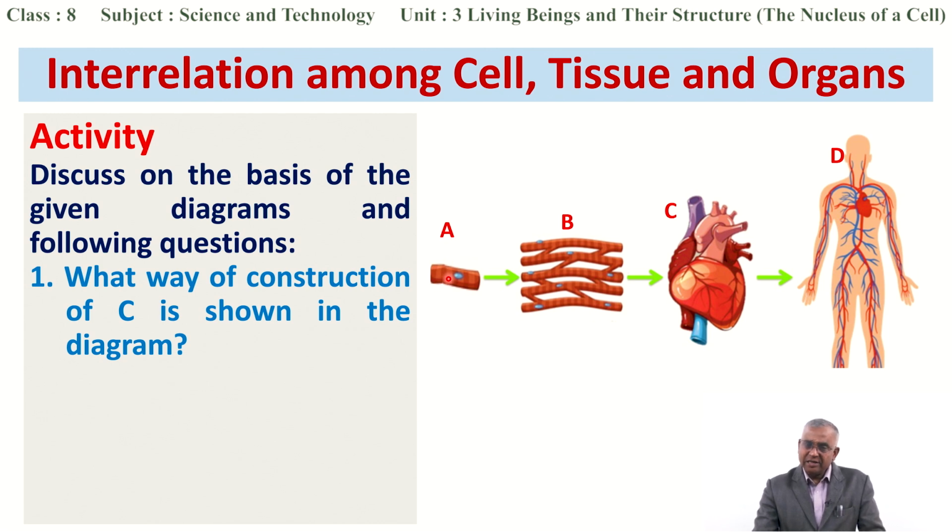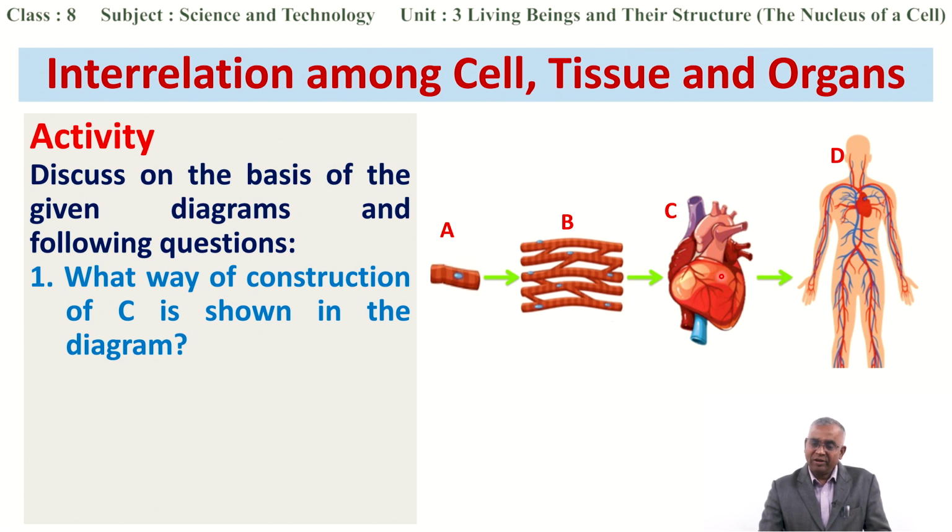Here A is a muscular cell. This muscular cell forms muscular tissue when a number of muscular cells are joined together. When a number of muscular cells join together, they form what? Muscular tissue. In fact, it is a special type of muscular tissue because it is related with the heart. Heart has cardiac muscles, about which you will be taught in higher classes. Anyway, you can say muscular cell, that is muscular tissue, and then that is heart.